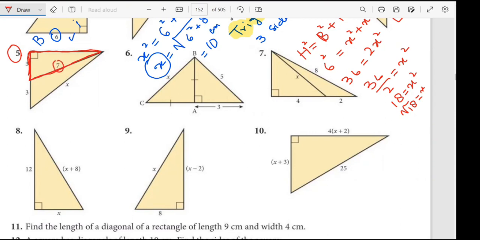hypotenuse is 7, so 7 square. Perpendicular, we call it y. We don't know this, we give the name by ourselves. This one is perpendicular and this one is base. Perpendicular is y square. Base is 3 square. So in this case, you have to find the perpendicular. So you will shift this 3 to the other side. So 7 square minus 3 square is equal to y square.